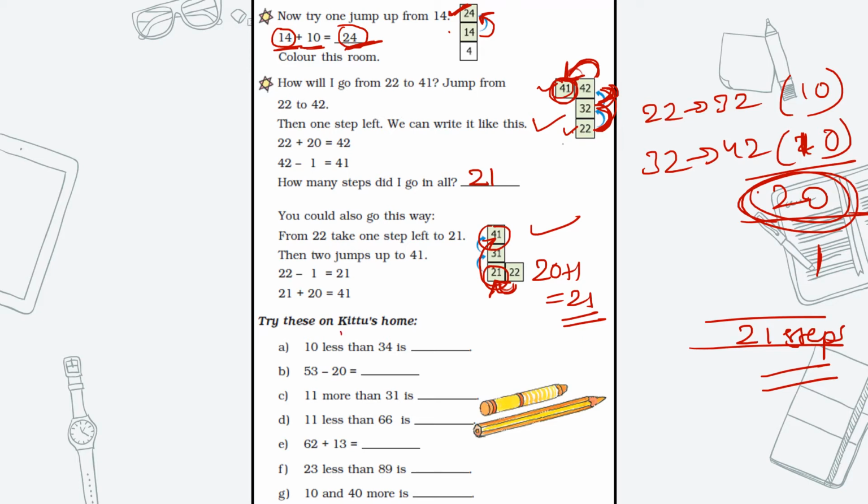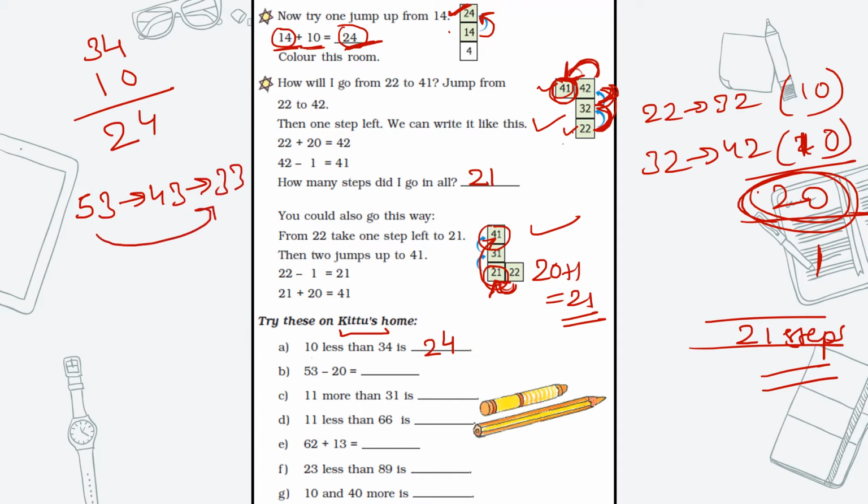Okay, so Kittu is our ant friend. She has a name. So let us try these questions for her and make her life simpler, right? So 10 less than 34, which means 34 minus 10, we will get 24, right? 53 minus 20. 53 minus 10 is what? 43. 43 minus 10 is what? 33. So 53 minus 20 is 33. Clear? This is the shortcut. Rather than doing this method, we can simply do this, right?